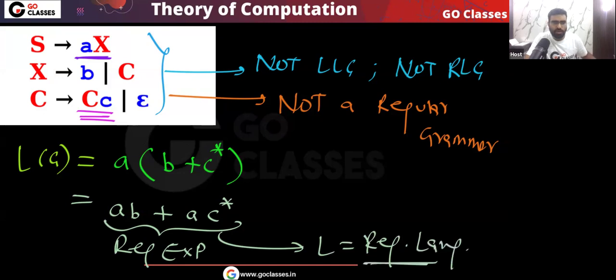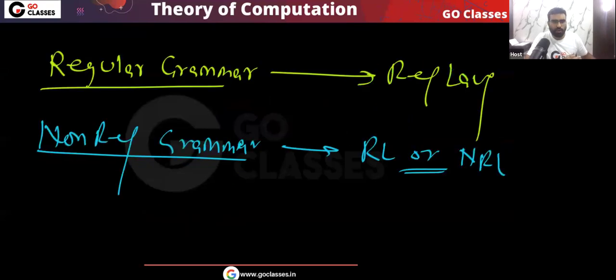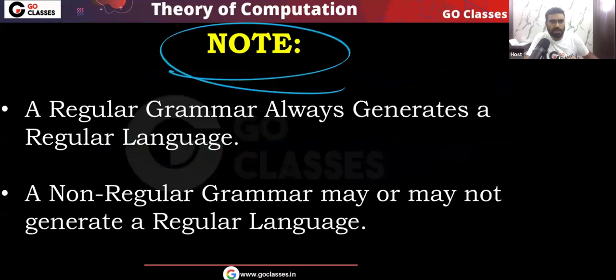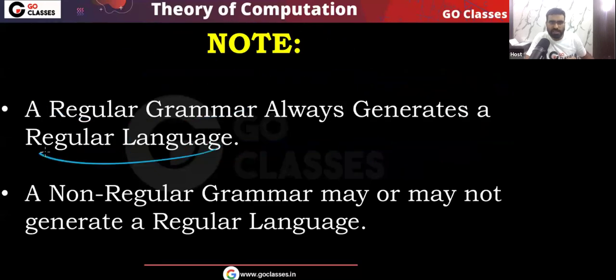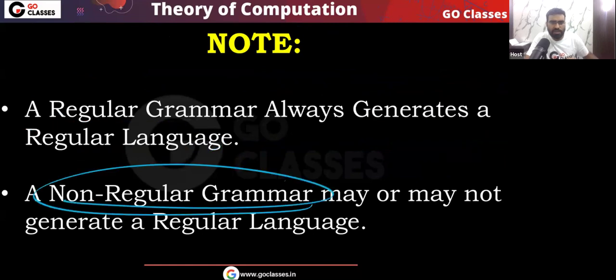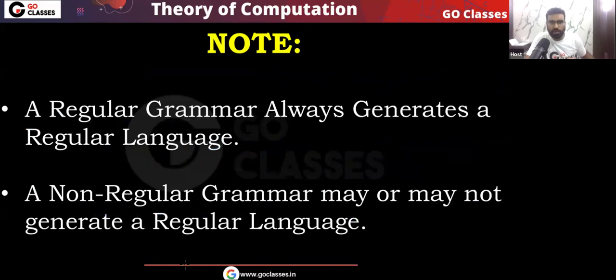Is this clear? You can notice the grammar is not regular, but the language is regular. So finally what I want to say is, if you have a regular grammar, the language will always be regular. But if you have a non-regular grammar, then the language may or may not be regular. So remember this note: a regular grammar will always generate a regular language, but a non-regular grammar may or may not generate a regular language.